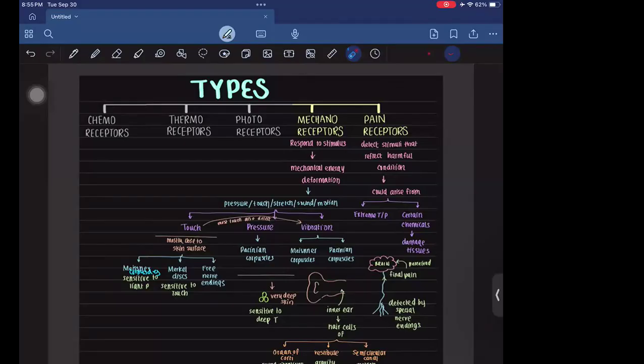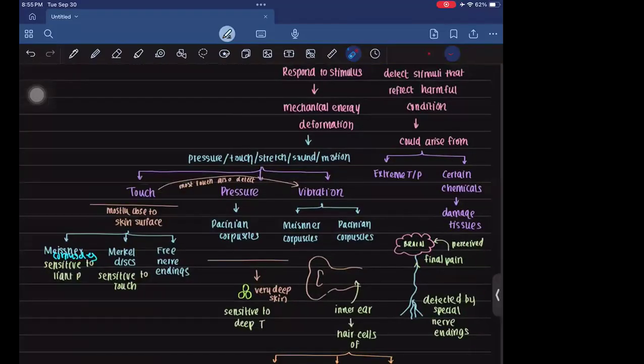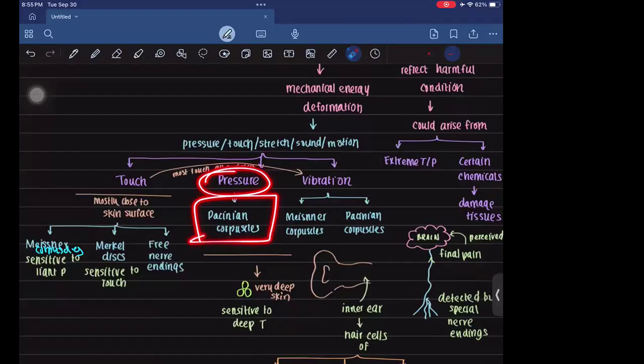Then we have the pressure receptors. Pressure receptors are Pacinian corpuscles. So P for P. Remember, the location where Pacinian corpuscles are present is very deep skin. In very deep skin, you will find the Pacinian corpuscles. They are sensitive to deep pressure.